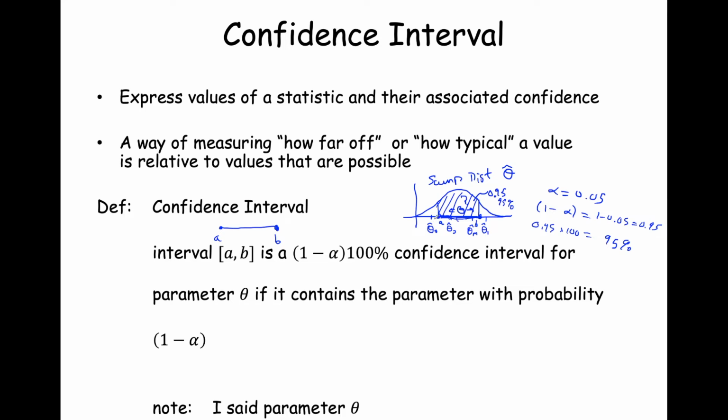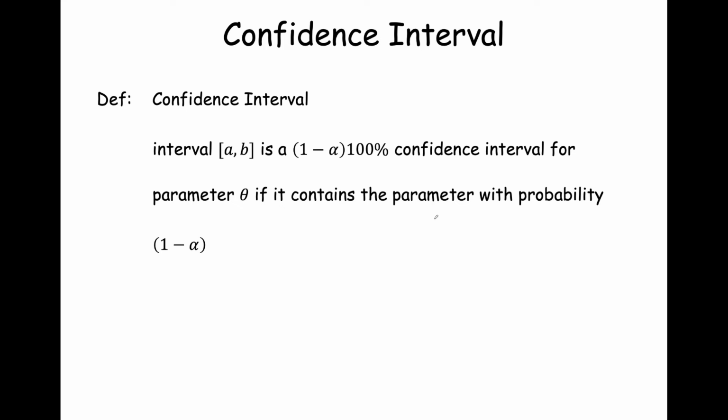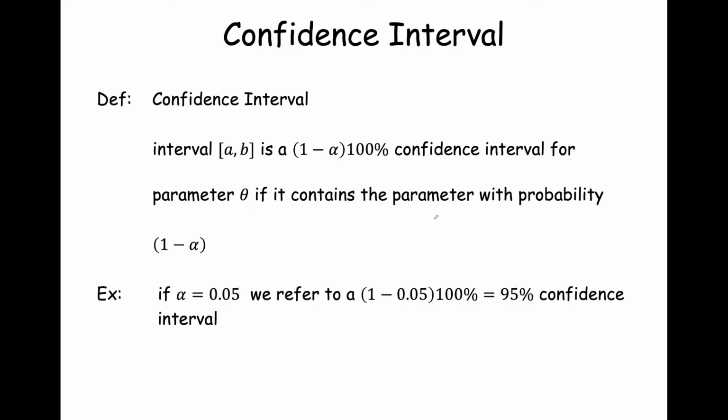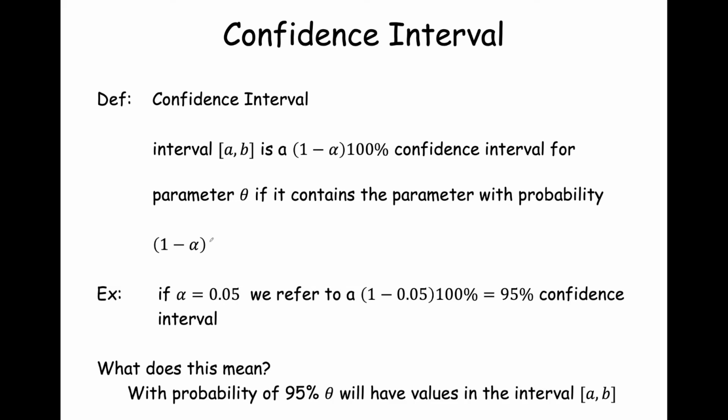Okay? All right. So a confidence interval, again, is interval AB. We say AB is a 1 minus alpha times 100% confidence interval for parameter theta if it contains the parameter with probability 1 minus alpha. So if alpha is equal to 0.05, we refer to this AB as a 95% confidence interval. And typically, you choose what your alpha is in practice. Okay, so what exactly does this mean? Well, with probability of 95%, theta will have values within this interval.